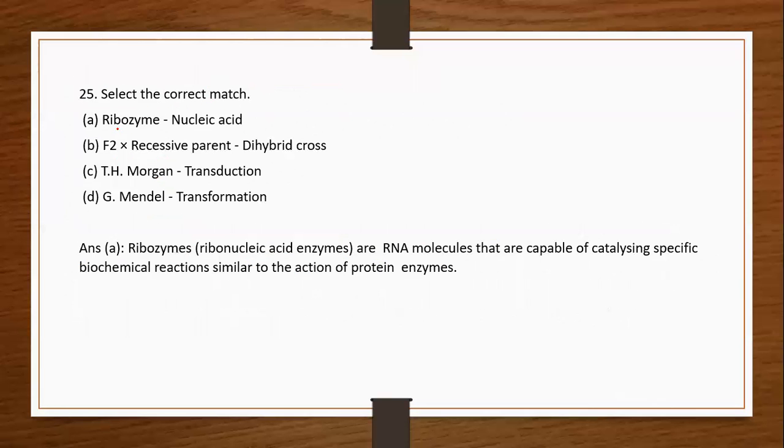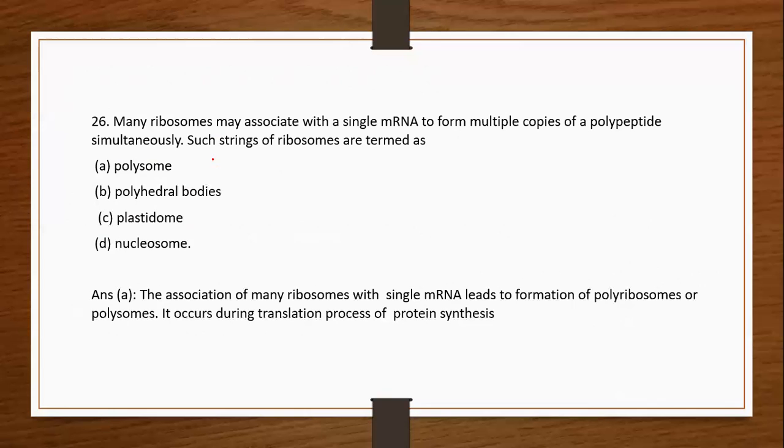Select the correct match: ribozyme with nucleic acid, F2 with recessive dihybrid cross, TH Morgan with transrestriction, and G Mendel with transformation. Now we know that the first, that is ribozyme with nucleic acid, is the correct match.